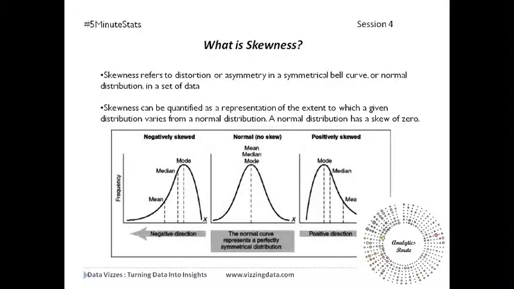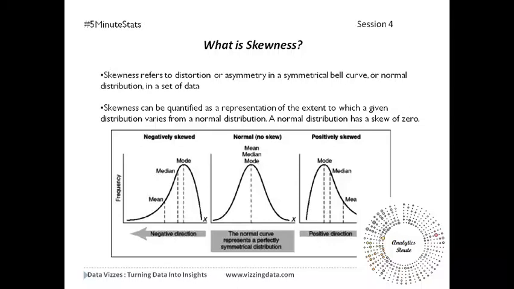The second type of curve that you see is on the left side. That's a negatively skewed curve. Over here, you see that the mode has the maximum value. The median lies between the mean and the mode. And then the third curve, at the right, is a positively skewed curve. For a positively skewed curve, the mean is the maximum and the median lies between the mode and the mean.